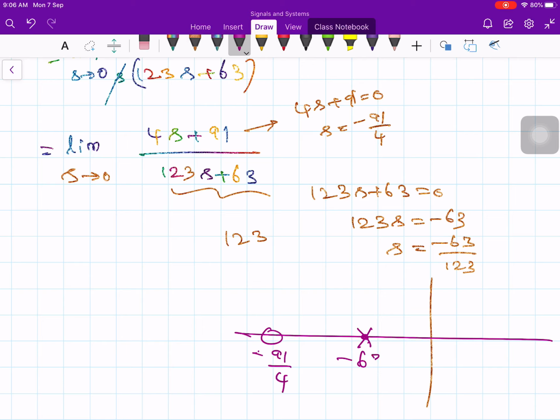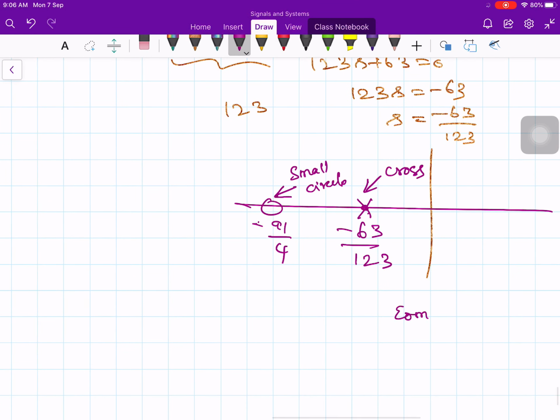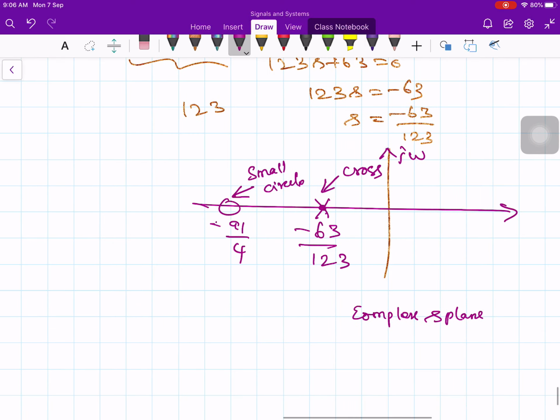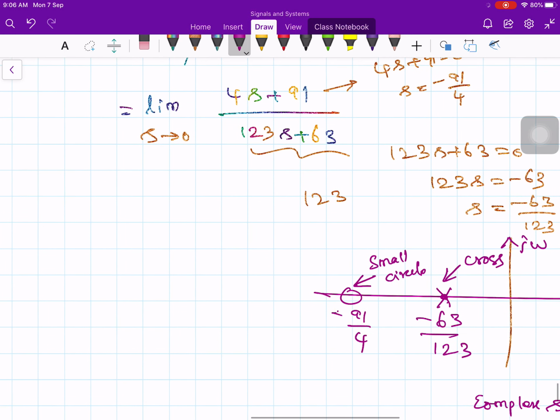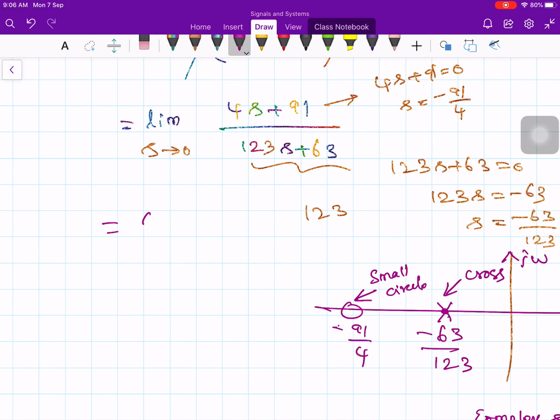The pole is located by a cross symbol and the zero is marked by a small circle in the complex s plane. This is your j omega axis, and this one is the real axis sigma. Now you can happily apply the final value theorem, as s goes to 0: 0 plus 91 divided by 0 plus 63. So the final value is 91 by 63.